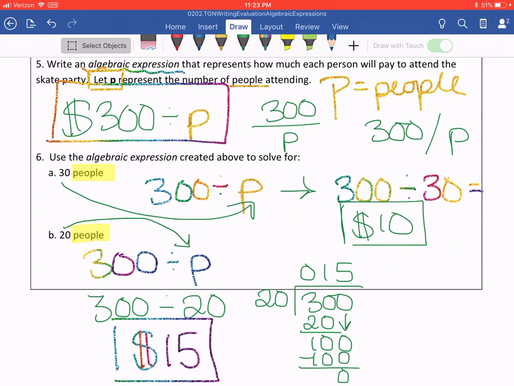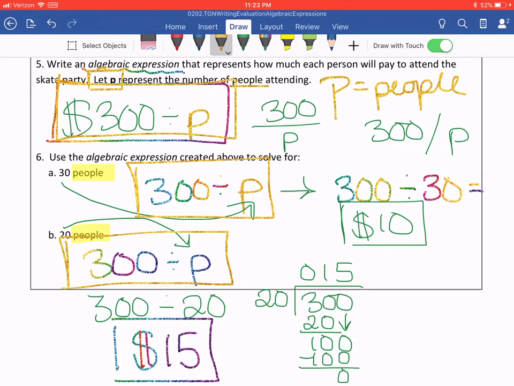By now you should have solved that. If 20 people came to the party, they would pay $15 each if they were splitting that cost evenly. We should have used this exact same algebraic expression every single time. This should not change unless our scenario changes. Our P is representing our people. If we ever forget what our variable is representing, we usually write it right up here in this corner so that we can remind ourselves what it's representing.